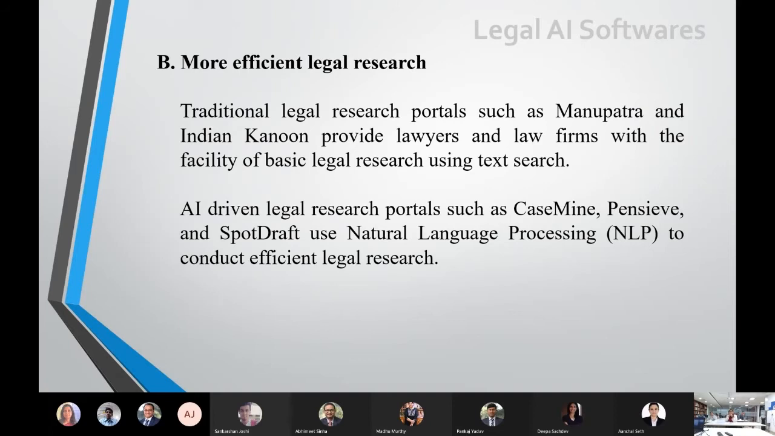Now the second benefit is legal research. As we all know, being lawyers, we spend a lot of time researching and finding documents, and still at times we are not able to do that. So this AI becomes very handy. Traditional legal research portals, we all know, include Manupatra and Indian Kanoon. There are new legal research portals like CaseMind, Pensive, SpotDraft. They use natural language processing, what I was just saying earlier, the technique they are using to conduct efficient legal research.